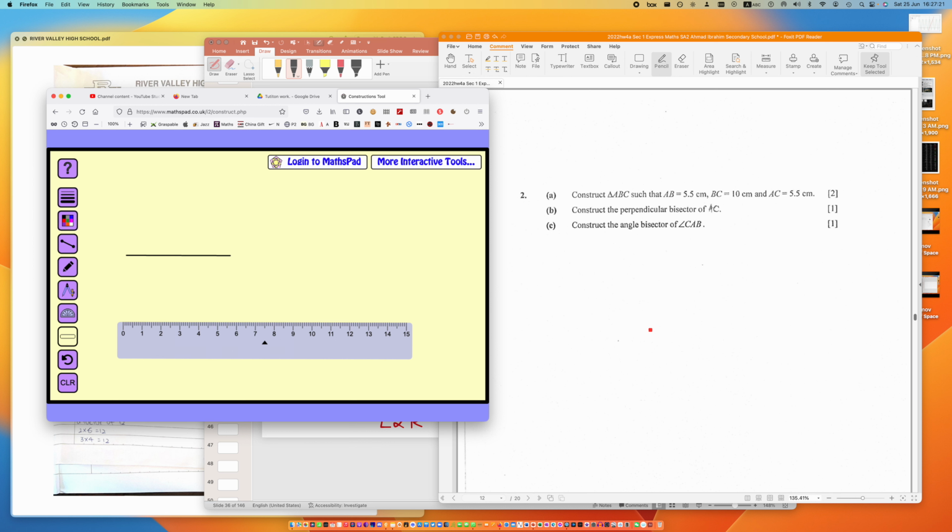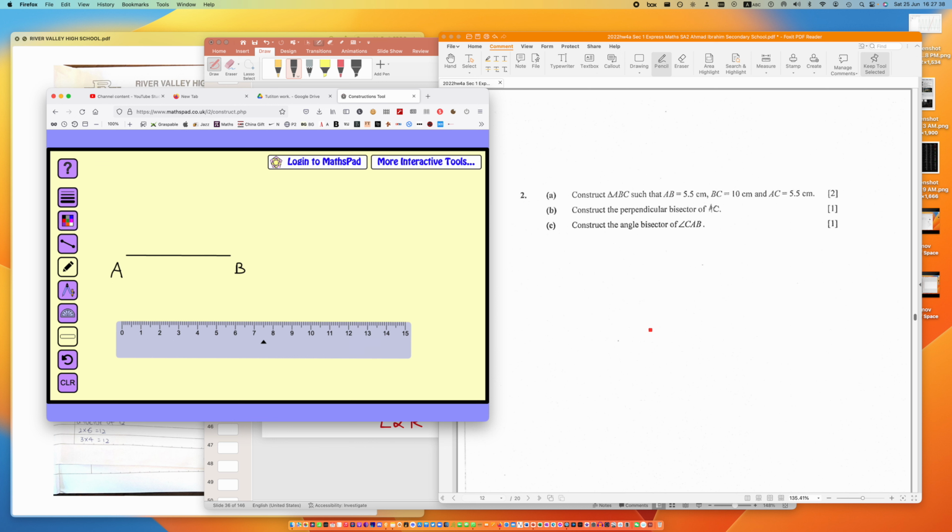Okay, so this is 5.5. Then you label this as AB. Next, BC is 10, and then AC is 5.5. Here comes the part. They never tell you the angle, right? They just tell you the length.